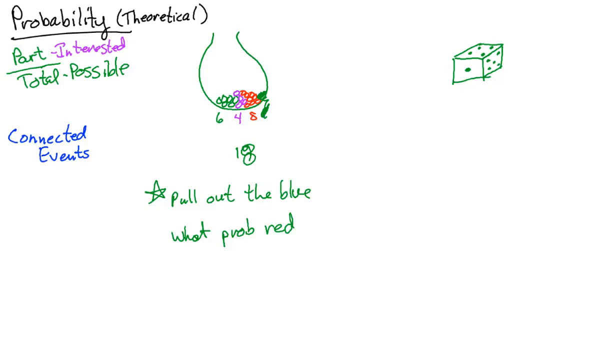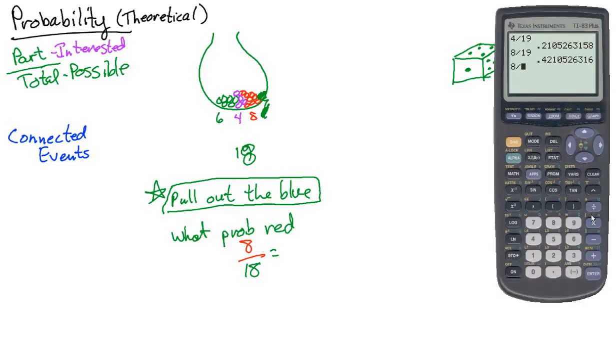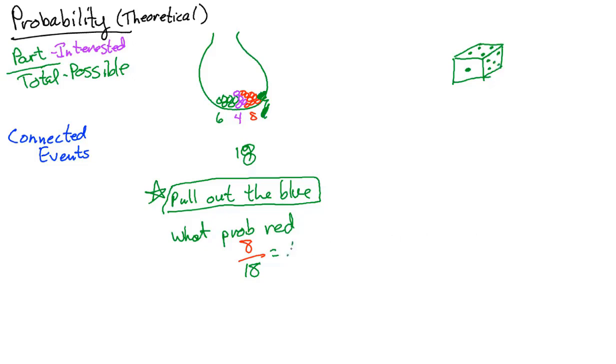So the probability of pulling out a red now is 8 out of a total of 18, and so it changes the probability. When you pull out the blue one, it changed how many totals there were in there. There could be a question like that. Let's plug that into the calculator: 8 divided by 18 is 0.444, or 44.4%.